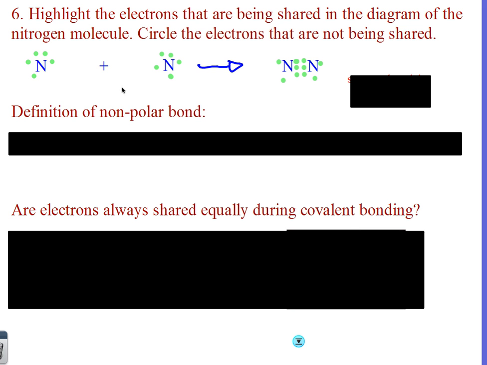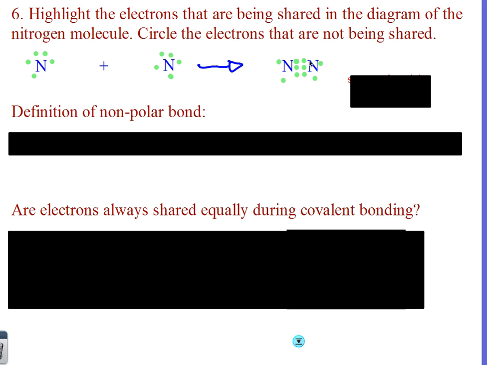All right, number 6, highlight the electrons that are being shared in the diagram of the nitrogen molecule. Well, this is a nitrogen atom, 5 valence electrons, group 5A. Here's another nitrogen atom, 5 valence electrons in its outer shell. And if we put those together, we get a nitrogen molecule. That's this guy over here. And so it asks you to circle the electrons that are not being shared and highlight the electrons that are. So pause the video here and try that.